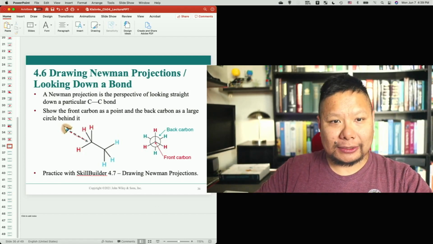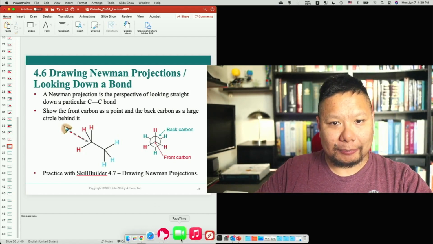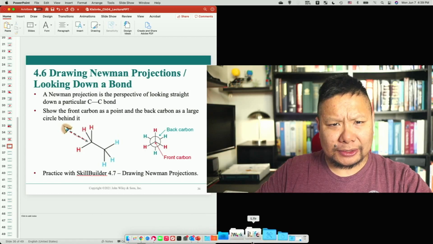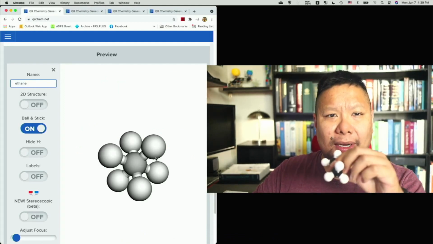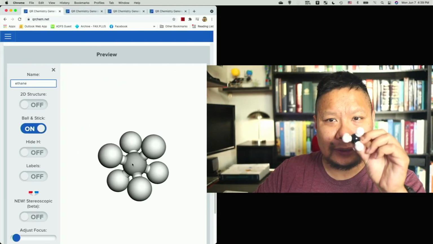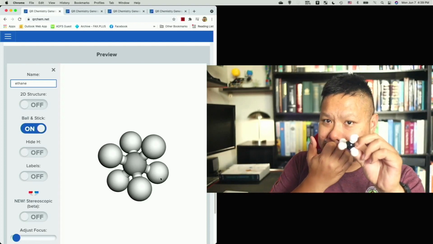So going back to the QR CHEM thing, which is under here, I think. Yeah. See, same thing there. There's the front carbon that you're looking down right there. There's the hydrogens, and then the hydrogens in the back are those right there. So that's a Newman projection, okay?